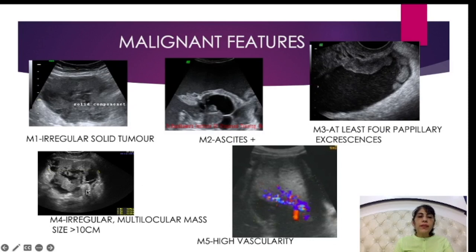Then the fourth point said that the mass was irregular, multilocular, and the size was more than 10 centimeter, like you see here. This is an irregular mass. It is a multiloculated mass. In addition, it has solid components also. And if you can see, the measurement was coming around 14 into 11 centimeters. So it was a huge, big mass. And then the fifth feature for malignancy, they said, is obviously increased vascularity, particularly, we all know, in the solid components inside the mass, in the central areas of the mass.